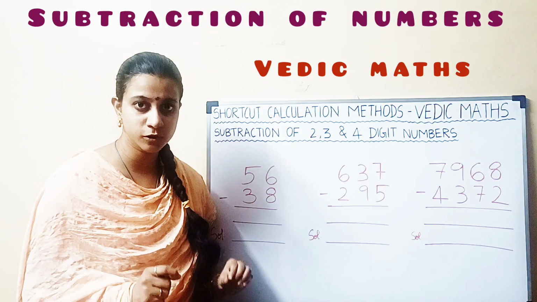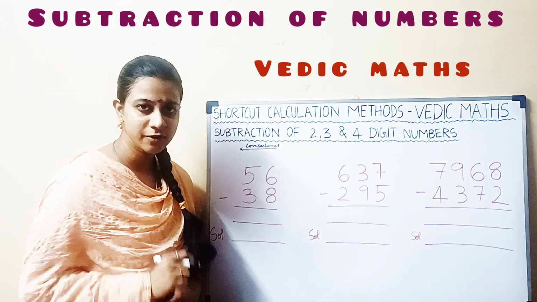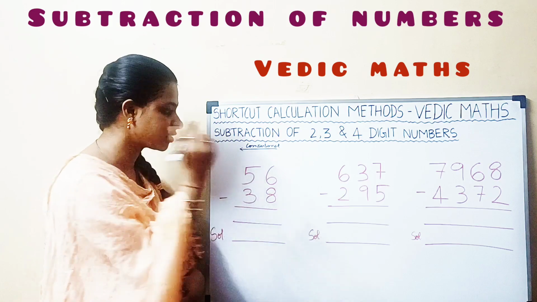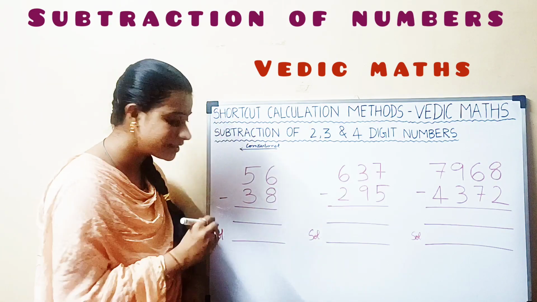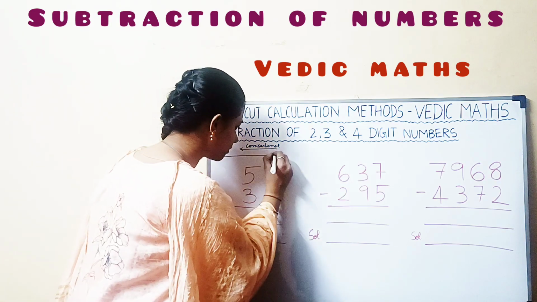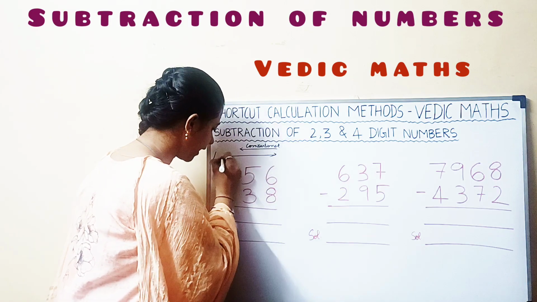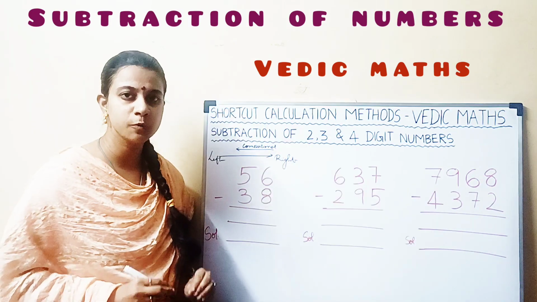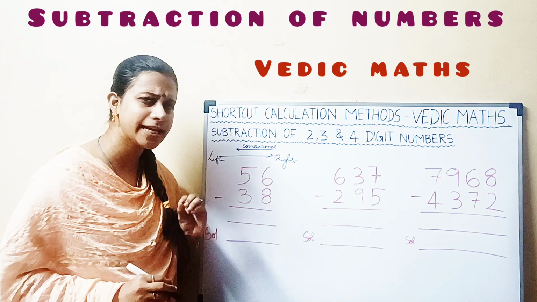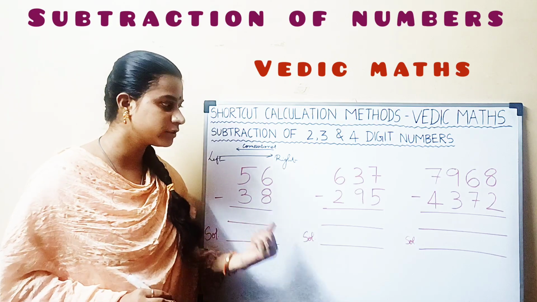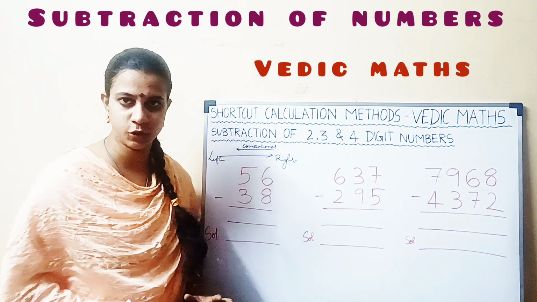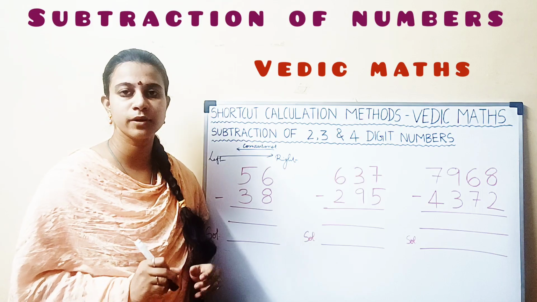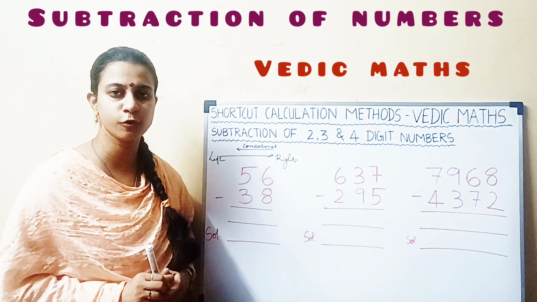One more thing to be noted in this method is that in the conventional method, we used to perform the subtraction from right to left, but in this method, we are going to perform the subtraction from left to right. This method we can use for doing the subtraction of any number of digits, that is 2, 3, 4 and any number of digits. Now let's learn this method through examples, one each from 2, 3 and 4 digit numbers.